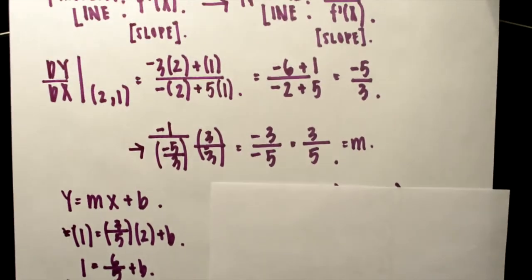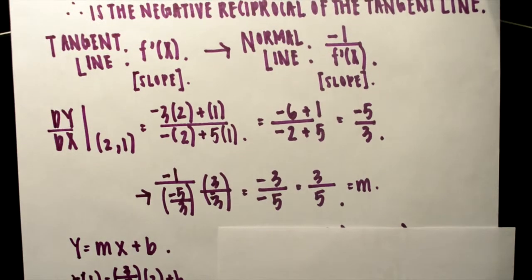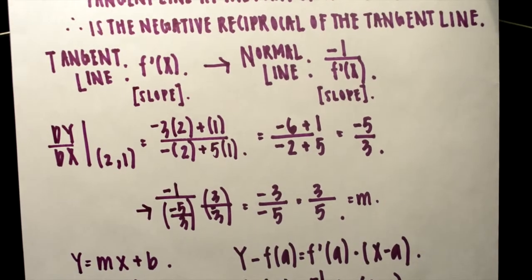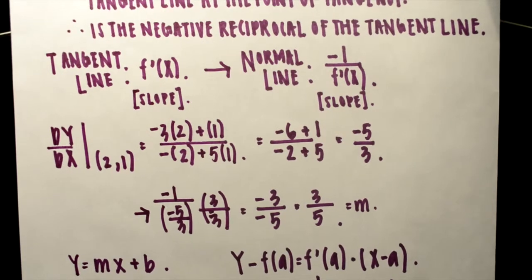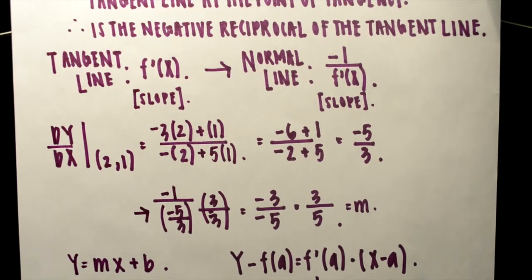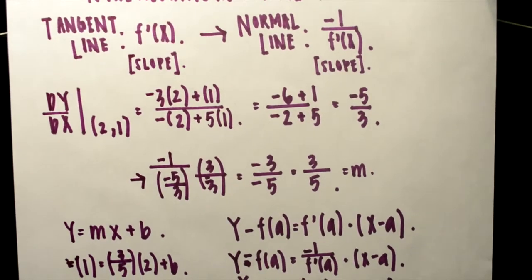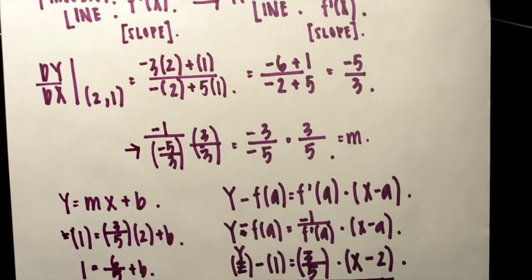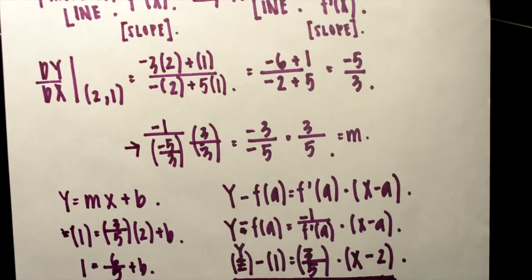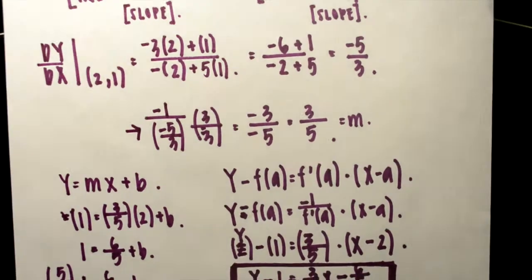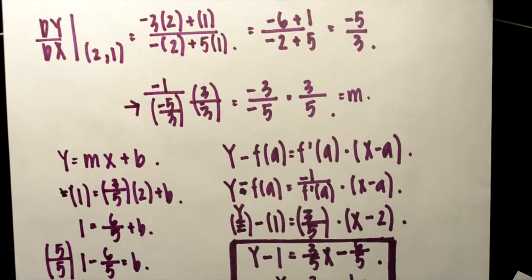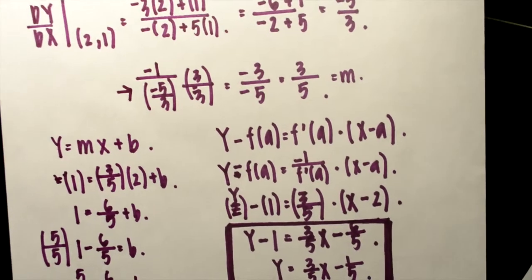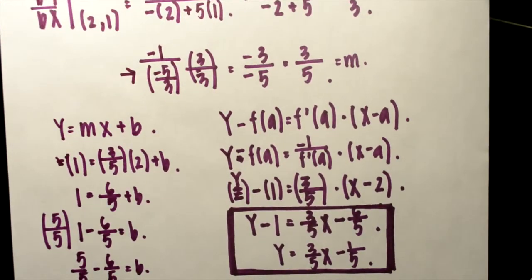Now there is another approach we can take, and that's going along with the trusty tangent line equation, which reads y minus f of a equals f prime of a times x minus a. But in our case, we'd replace the f prime of a with negative 1 over f prime of a, because we're looking for the normal line. So when we plug in all our values, we basically get y minus 1 equals 3/5 times x minus 2. When you simplify that, we get the same answer as we did before, which is y equals 3/5 x minus 1/5. And that is our equation for the normal line at the point 2, 1.